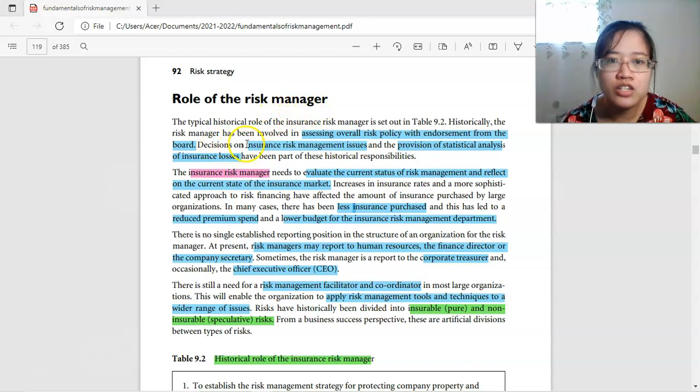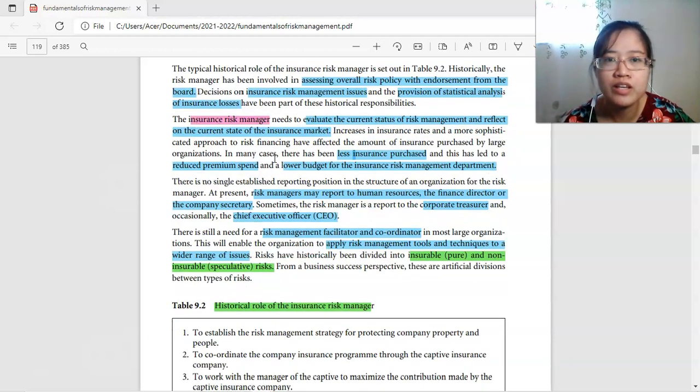Okay? Decisions on insurance risk management issues, provision of statistical analysis of insurance losses has been part of their responsibilities. Okay? Itong insurance risk manager, merong distinction na about insurance lang. So, evaluate the current status of risk management and reflect on the current state of the insurance market. And then, of course, kung mas appropriate ba na mag-avail ng insurance or self-insurance na lang sa company.